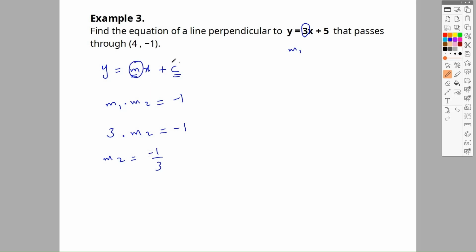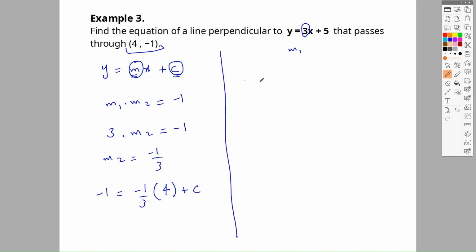So we found m, and now we need to find the value of c. To do this, we simply need to sub the values of x and y in this equation. So let's do it. -1 equals m, -1 over 3, times x, which is 4, plus c. So c equals, let's make c the subject. So this is going to be -1, this is going to be positive on the other side, plus 1 over 3 times 4. c equals -1 plus 1 over 3 times 4, which is 4 over 3.